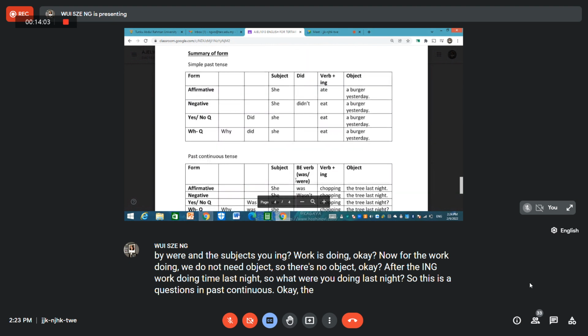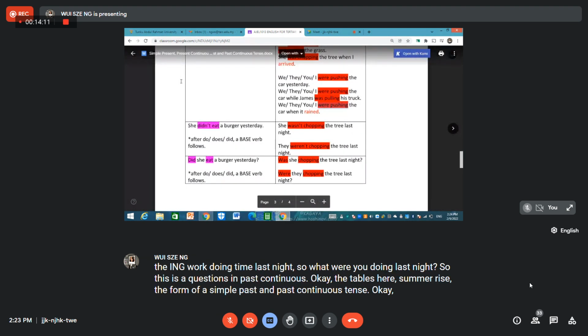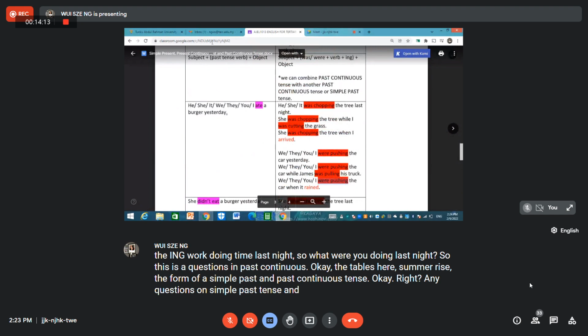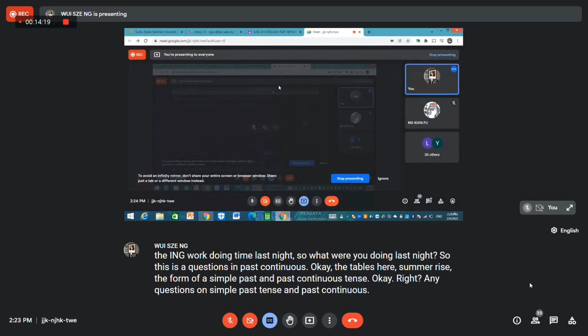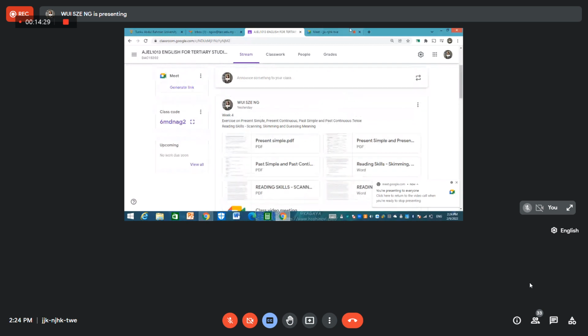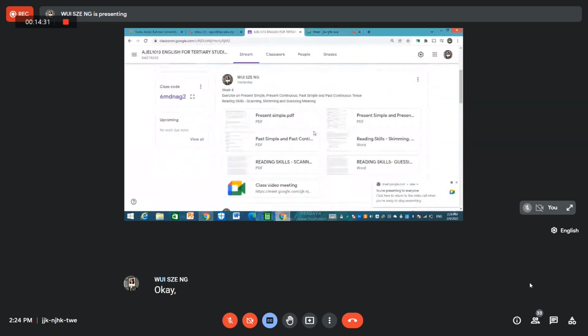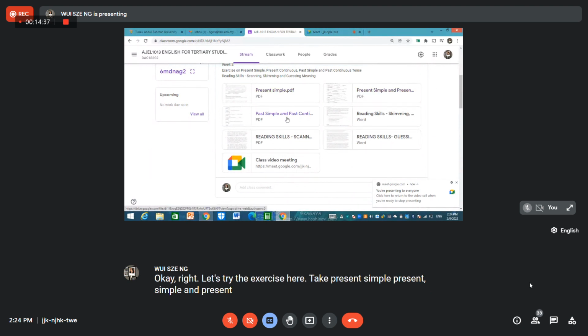Okay, the tables here summarize the form of the simple past and past continuous tense. Any questions on simple past tense and past continuous? Okay, right. Let's try the exercise here: present simple and present continuous, past simple and past continuous.